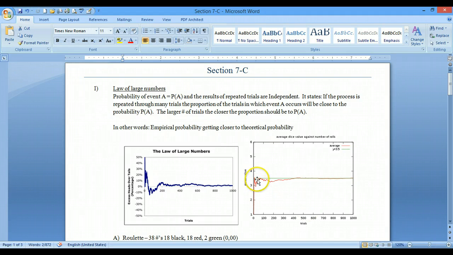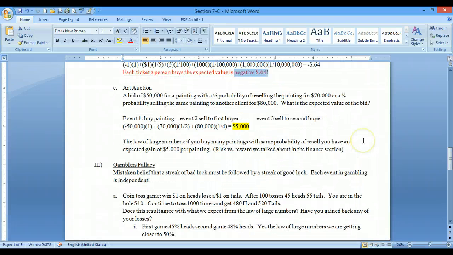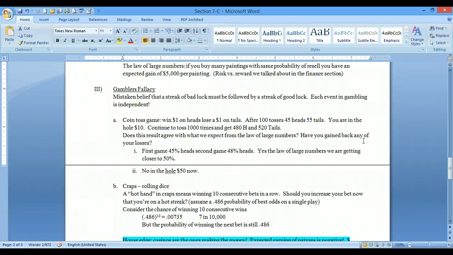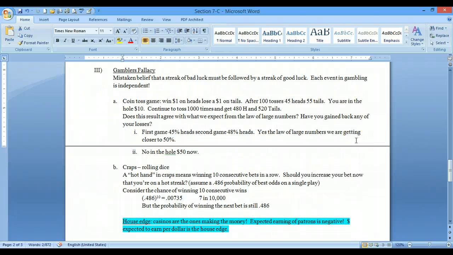This graph here is showing that the law of large numbers is at work. I'm getting closer to the theoretical, this line here. However, I'm coming at it from below, which means I'm still losing. Now this one happens to dip up, but it doesn't have to. It can stay below and just get closer and closer, but never go above it. So that's the gambler's fallacy. Another part of the gambler's fallacy that needs to be remembered is that each event in these gambling arenas is completely independent.